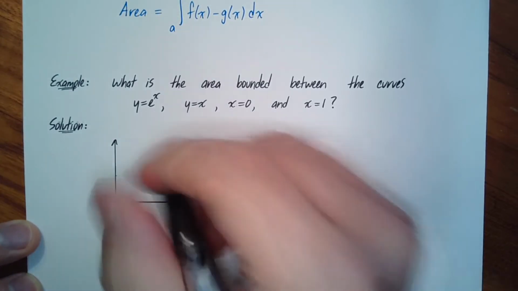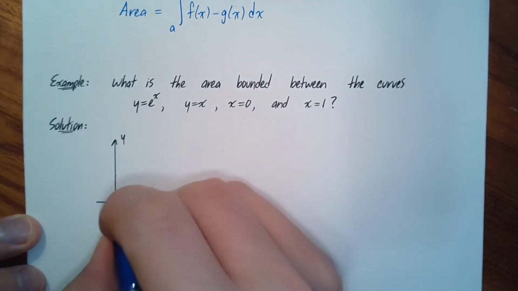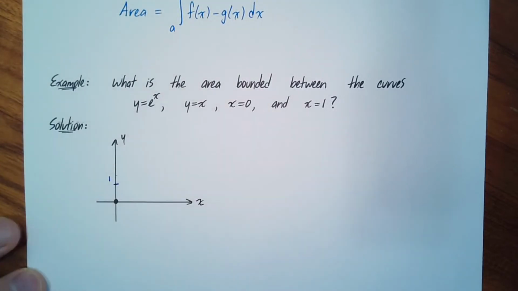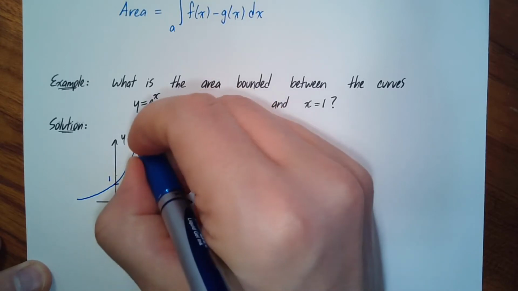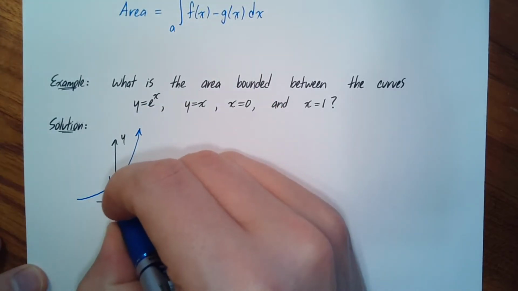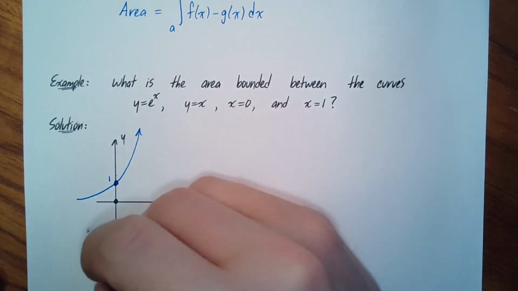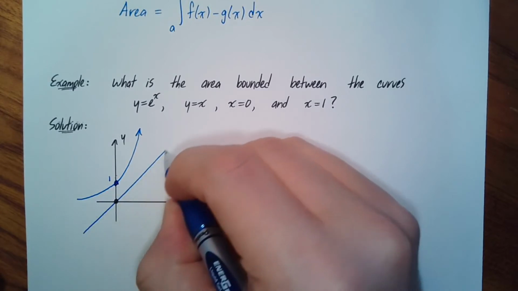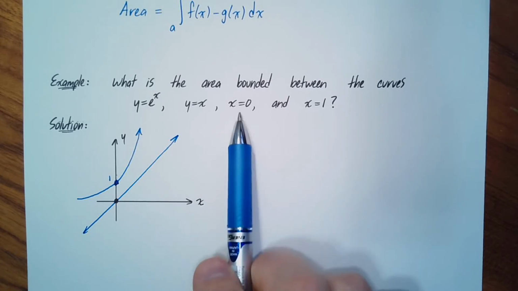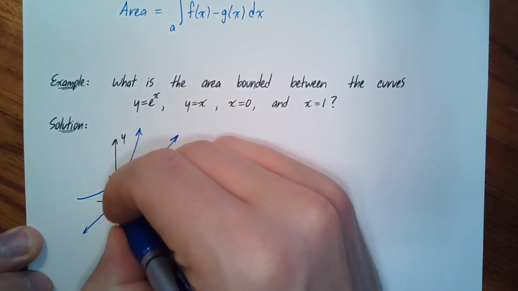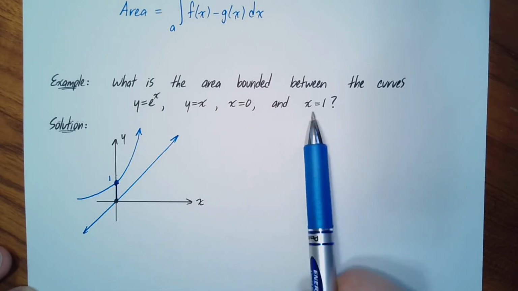So if I add a couple labels in here, we've got x and y. Let's start with the exponential function. Remember the natural exponential function goes through the y-axis at the point 1 and goes upward like that. That's what the exponential function looks like. The identity line y equals x is going to look something like that. And then what else do we have? We have x equals 0, the y-axis. I'll trace this part over here to make it clear that it's actually a boundary for a region, and then the line x equals 1.